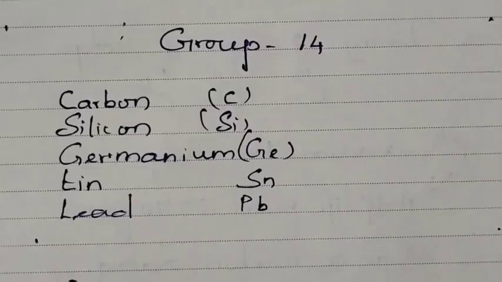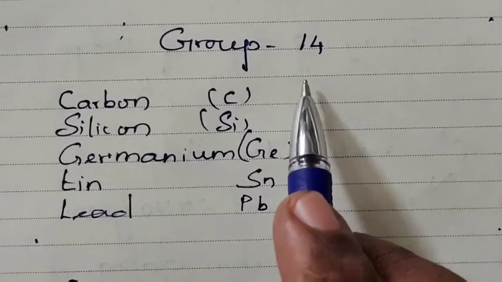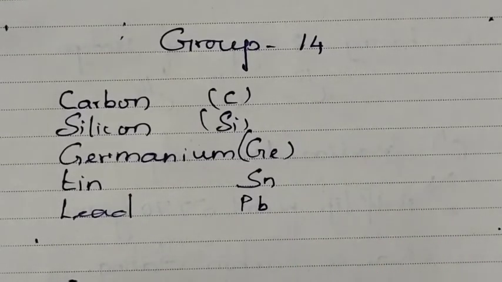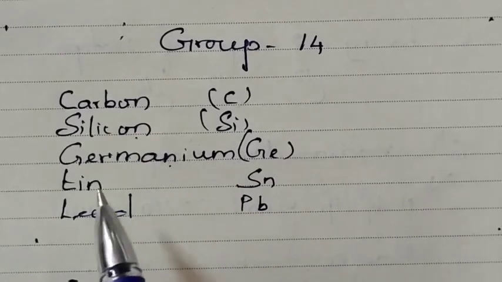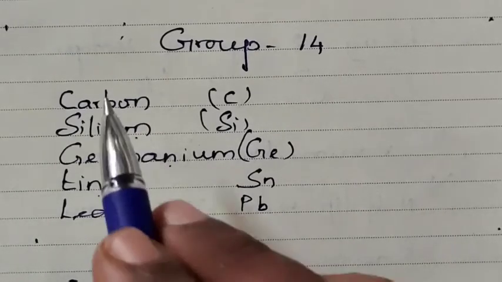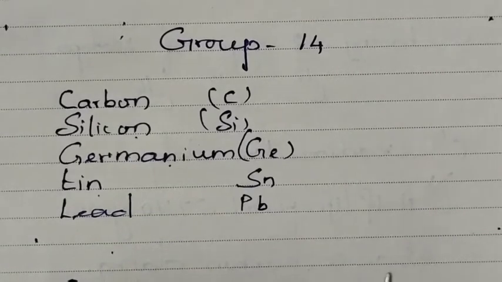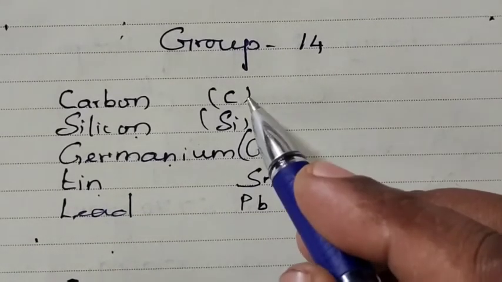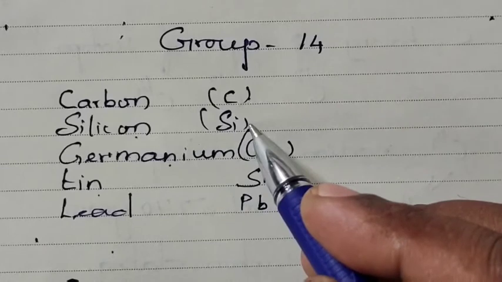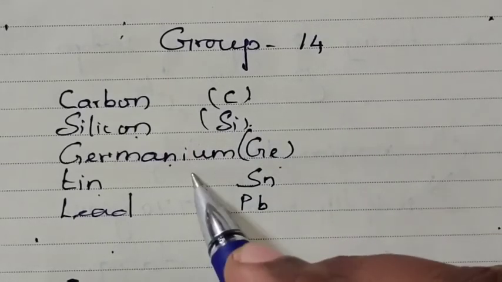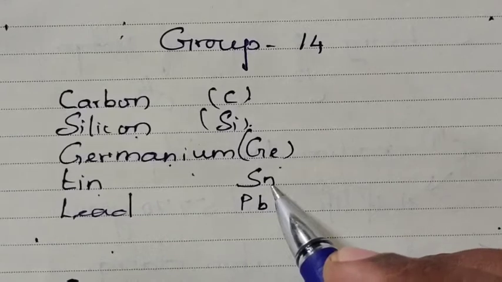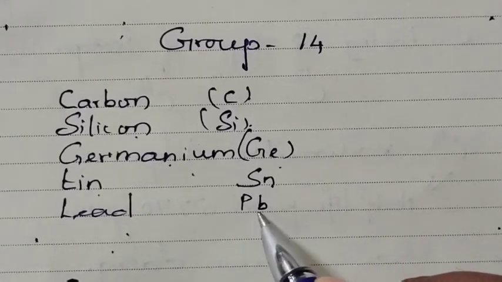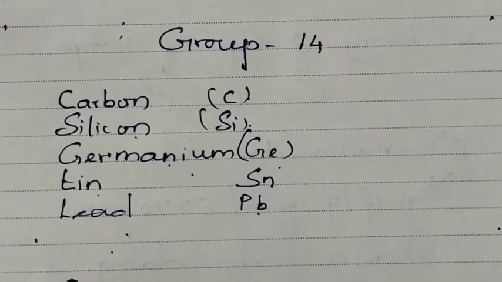We are going to start group 14. Group 14 consists of carbon, silicon, germanium, tin and lead. These are the elements of group 14. Carbon, symbol C. Si is the symbol for silicon. Ge means germanium. Tin is represented by the symbol Sn. Lead means Pb. So these are the elements of group 14.